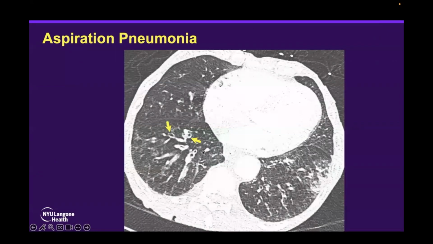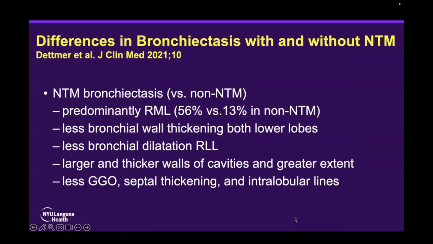Here is an individual with aspiration pneumonia, and we can see the consolidation, the wall thickening that's moderate to severe, and the mucoid impaction in more distal airways. And notice how the anterior lungs are relatively spared.